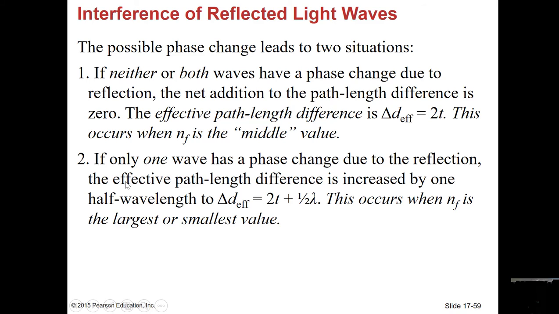And if there's only one phase change due to reflection, it's the other situation. The path length difference down here, delta d effective, is equal to 2t plus 1/2 the wavelength in the film. Okay, and that's all spelled out in the chart I made. So this occurs when it's the largest or smallest, when the index of refraction of the film is the largest or smallest. So definitely keep that little table with you.